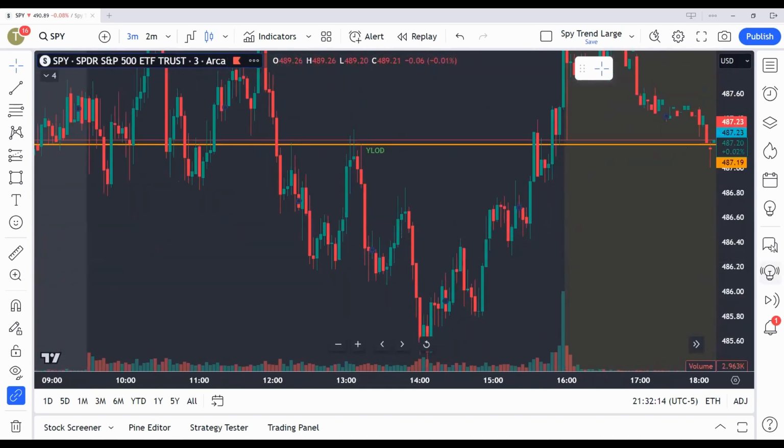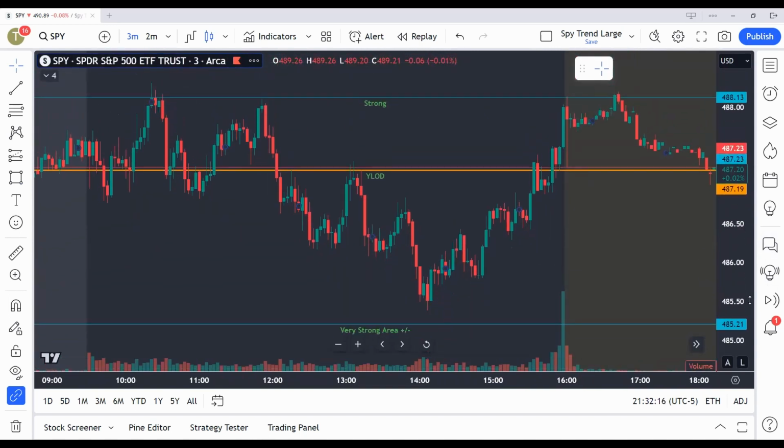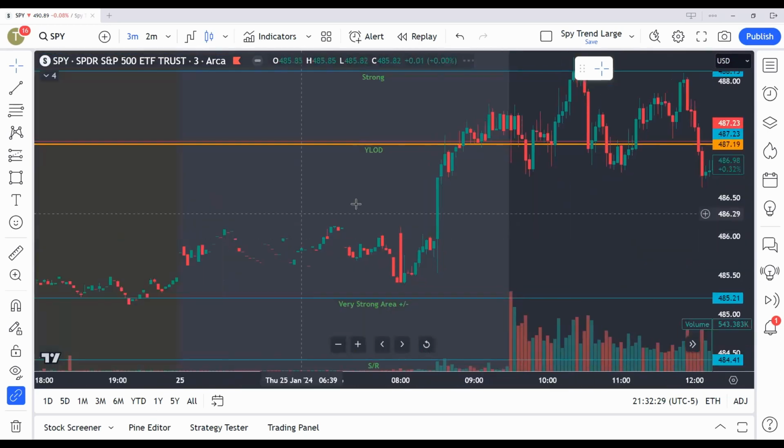This is also a ranging day. You got up on top, again, your supply zone, down on bottom, your demand zone. Stayed within that range all day.